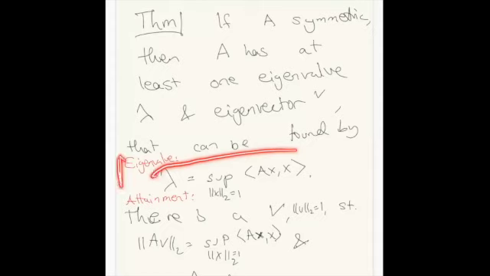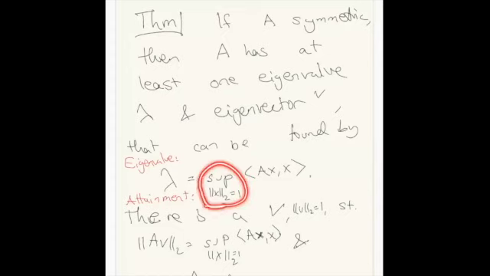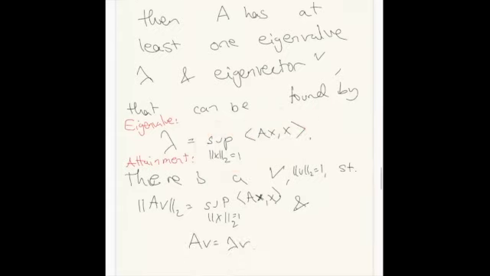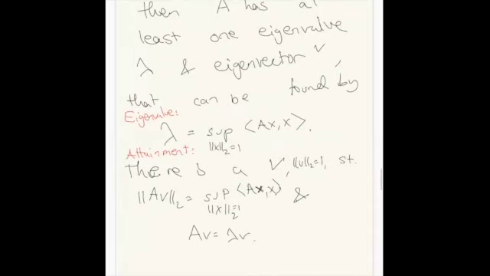So the eigenvalue lambda can be defined as a supremum over all unit vectors x of the inner product of Ax with x. This is a little different from what I wrote in the motivation. It turns out that the proof is considerably easier with this, so that's why it's there. And well, the theorem says more than this. Okay, so the eigenvalue is this, but how do you find this v? This v is the one that maximizes this expression.